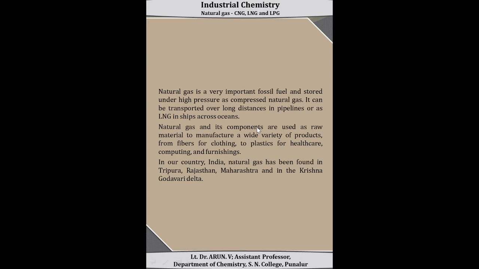Natural gas is a very important fossil fuel and is stored under high pressure as compressed natural gas. It can be transported over long distances in pipelines or as LNG in ships across oceans. Natural gas and its components are used as raw materials to manufacture a wide variety of products, from fibers for clothing to plastics for healthcare, computing and furnishings. In our country, natural gas has been found in Tripura, Rajasthan, Maharashtra and the Krishna Godavari Delta areas.